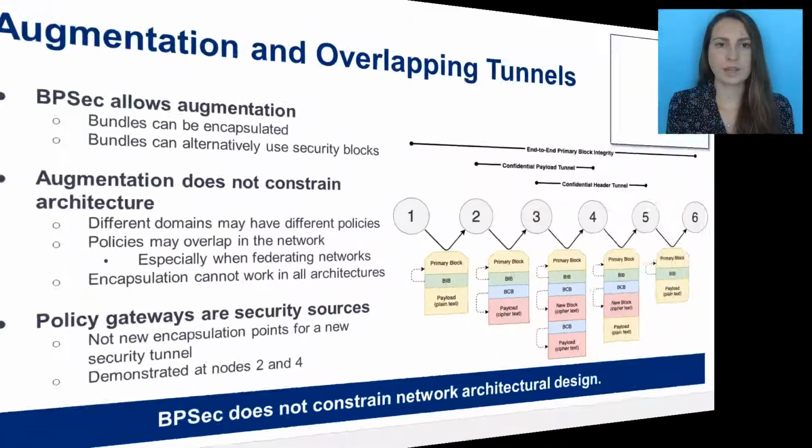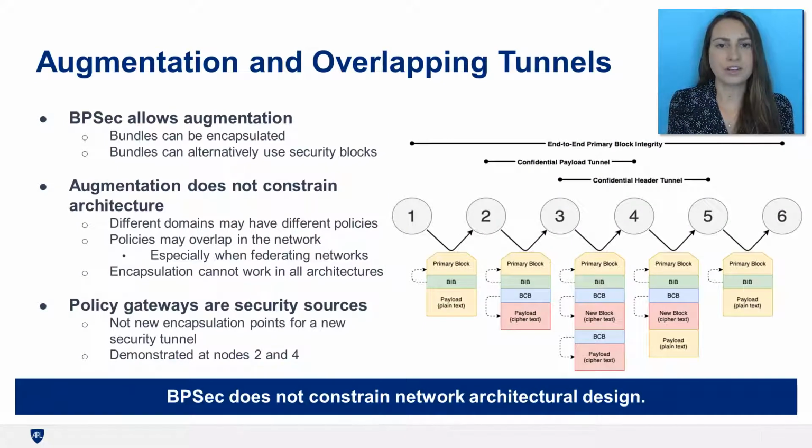BPSec takes an augmentation before encapsulation approach, which provides 2 key benefits. First, augmentation does not constrain the architecture as encapsulation does. Second, augmentation allows tunnels to overlap, supporting overlapping policy in the network.